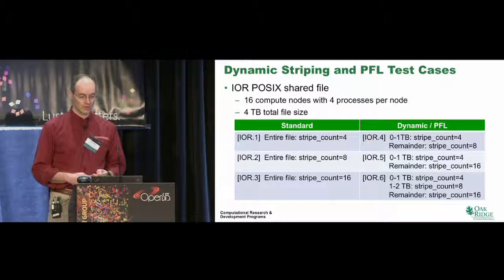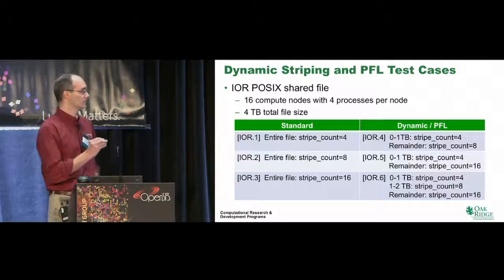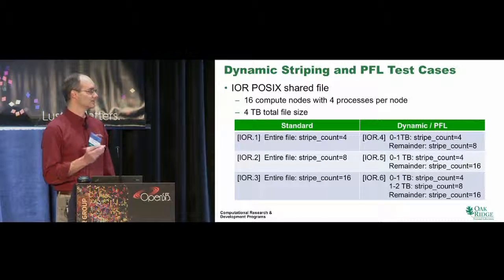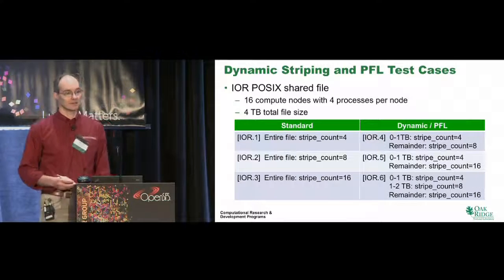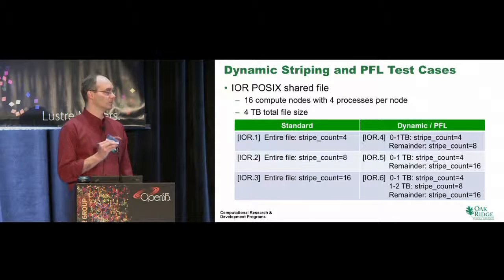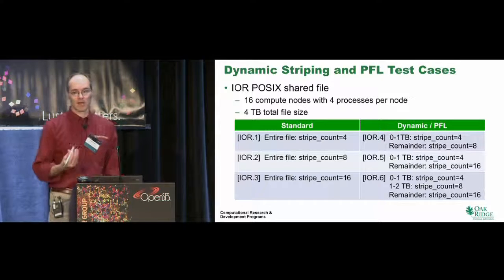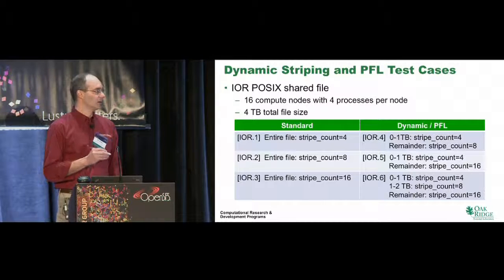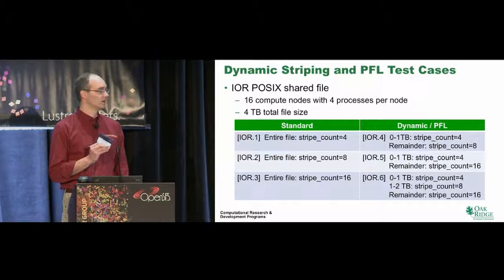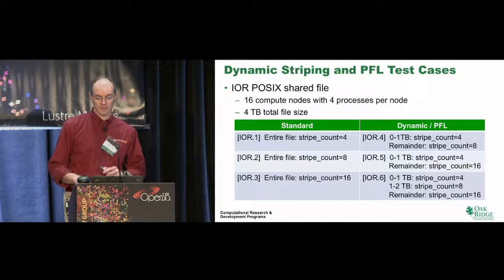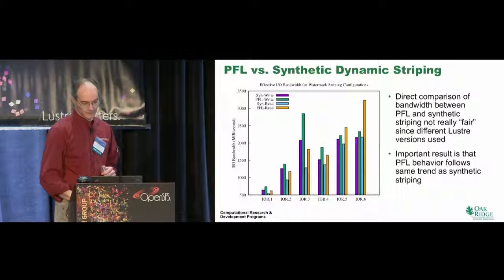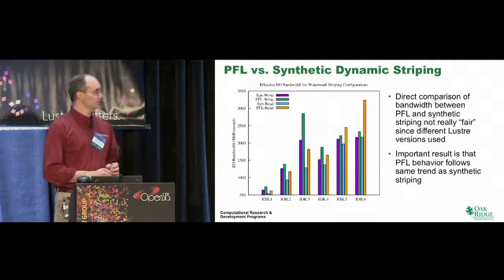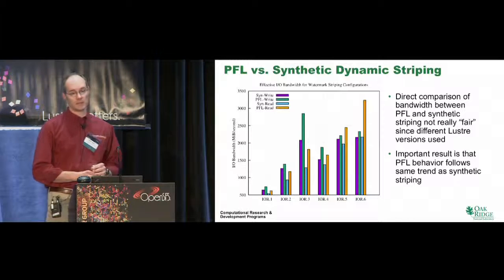And what we looked at were 6 different striping patterns. There were 3 traditional stripe patterns: the entire file was either stripe count 4, 8, or 16. And then we looked at 3 patterns that used a combination of different components. The first one did the first terabyte at stripe count 4, the rest at 8. The next one was a 4-16 split, and then the last one was a 4-8-16 over 3 different components of the file. And so these are the results we got for the read and write speeds.